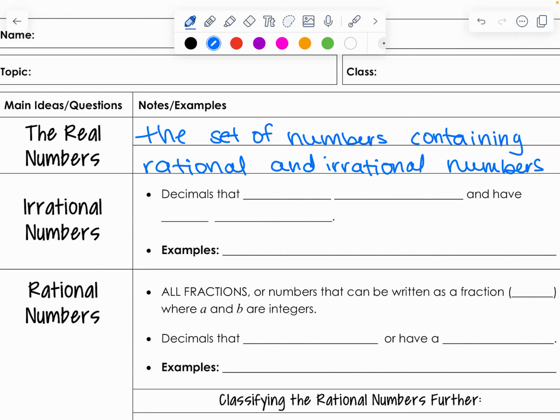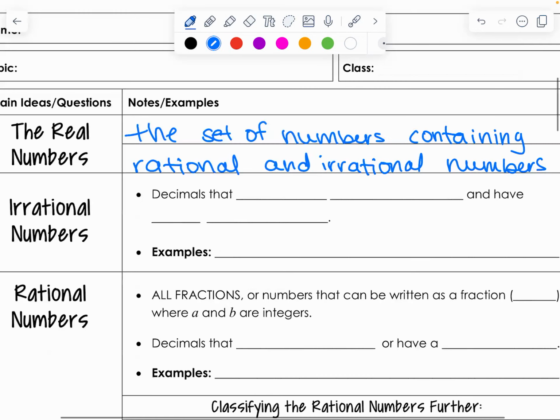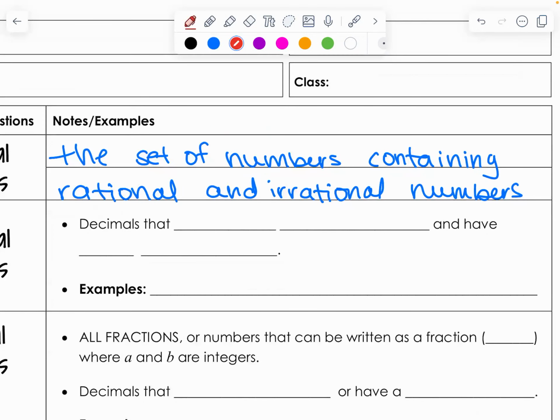So how many of you have heard of the words irrational and rational in terms of math? We've heard those words before? Okay, so we're going to start talking about the irrational numbers first. Does anybody remember what an irrational number is? Decimals that don't end, and have no repetition.